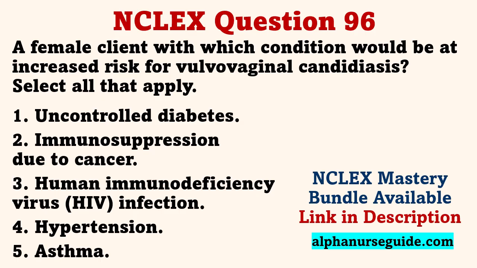The correct answers are 1. Uncontrolled diabetes, 2. Immunosuppression due to cancer, and 3. Human immunodeficiency virus infection. Women with underlying medical conditions, such as uncontrolled diabetes, and HIV infection or cancer-causing immunosuppression, correlate with an increasing severity of candidiasis. Hypertension and asthma are not related to immunosuppression or complicated candidiasis.